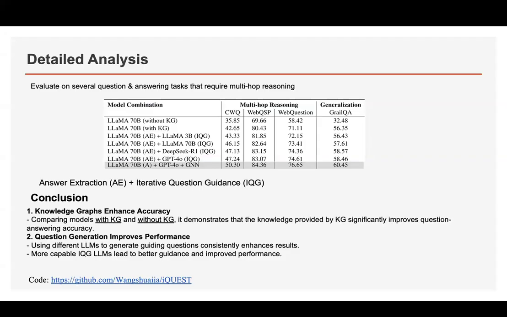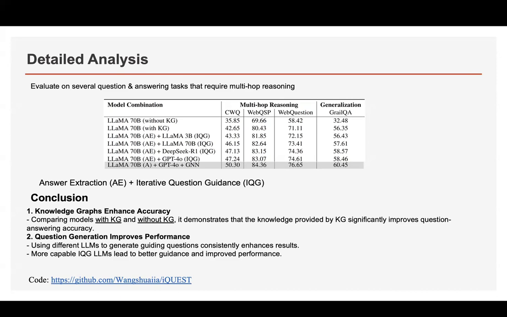The metric is pass at 1, and the larger the number, the better. And here are 1, 2, 3, 4 different data sets. The CWQ is the most difficult one. The questions here have very long reasoning chains, and this is the easy one.